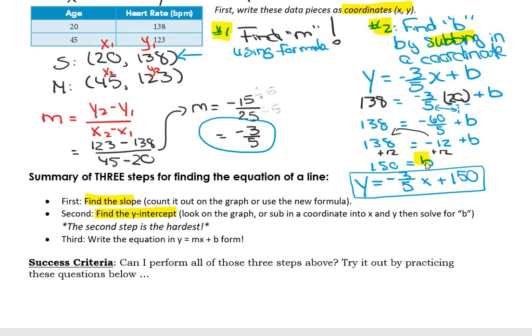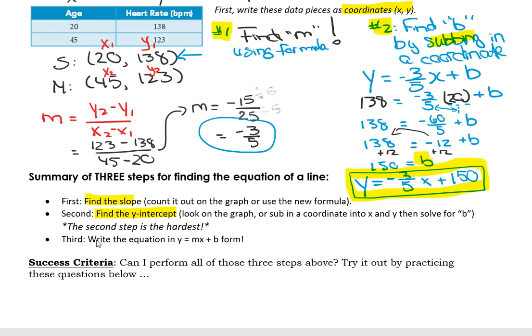So when you're all done that, you should have b isolated. The second step is the hardest. Look at all the math we had to do in the second step compared to the first step. The first step usually isn't as difficult. A lot of times you're even given the slope. And then the last thing you do is write out the equation in y equals mx plus b form. So that's what I did here. I've got my equation written out.